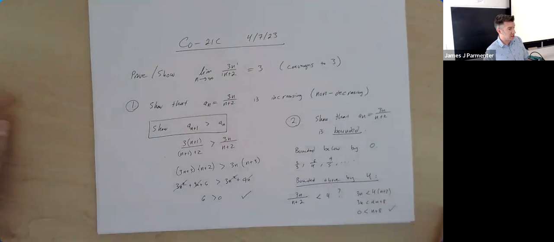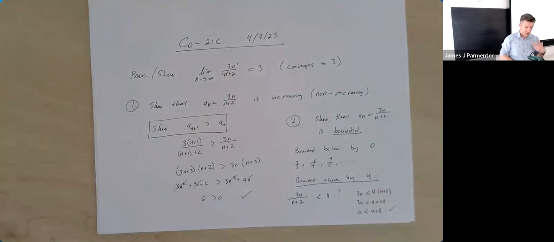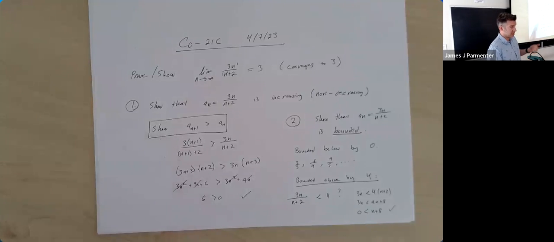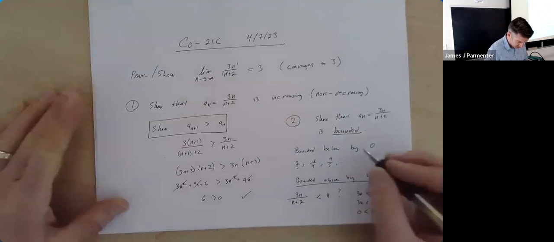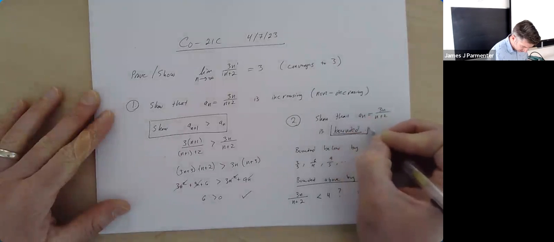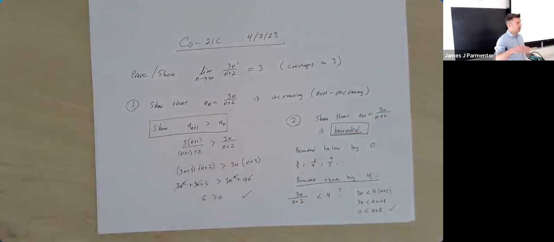Because again, n is starting at 1 and getting larger and larger. So here's what we've done. We have shown that the sequence is increasing. We've also shown that the sequence is bounded. So it's getting larger and larger, but it can't ever get larger than 4, which I just picked, right? You could have picked anything.